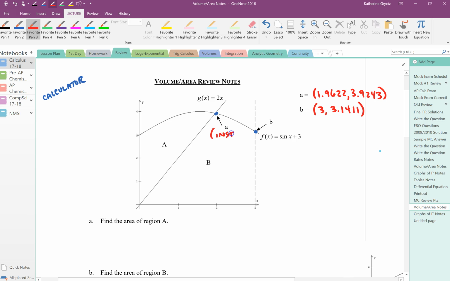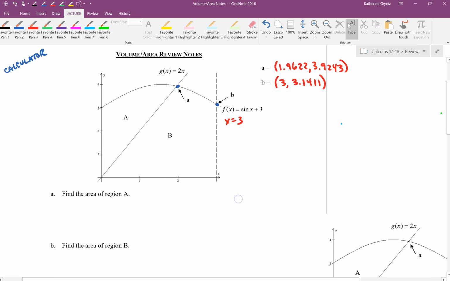So on your calculator, A would be an intersection, and then B would be looking for a y value given an x value, because you know that x equals 3 here, and you're looking for a y value here. Okay, so you need to have those two values down. You determine which one you need to use and whether you need to use the x or the y depending on what they're asking you to do.